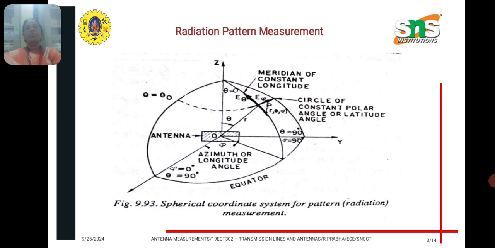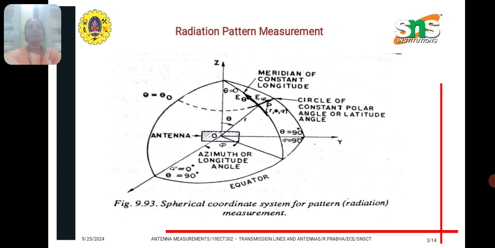And now we will discuss the very important measurement of an antenna, a very important parameter also, the radiation pattern measurement. Because for an antenna, the radiation pattern is very important because it shows in which direction the antenna is radiating. So which is the most requirement if you take any antenna.